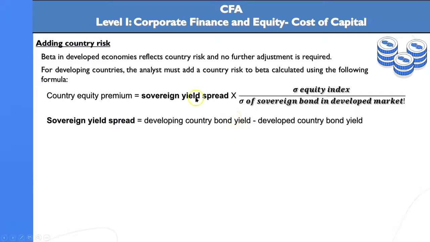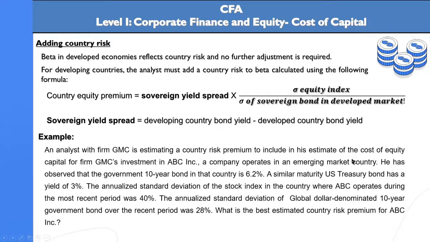The product of this, we'll plug it here and multiply on this, we get a country risk premium. We add it to the beta, which is calculated based on developed economies. And then we get a new, higher beta that will be specific to the country where we intend to invest. Let us take a small example, which is a direct number.